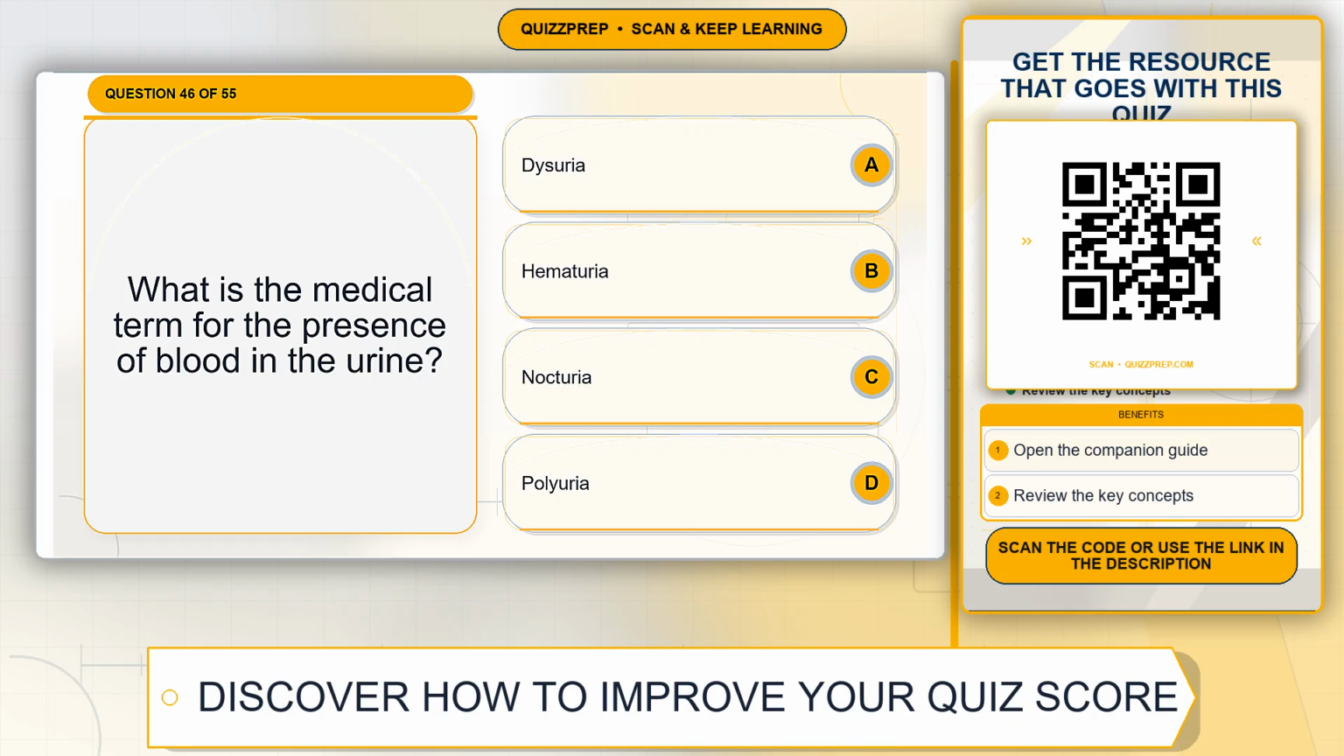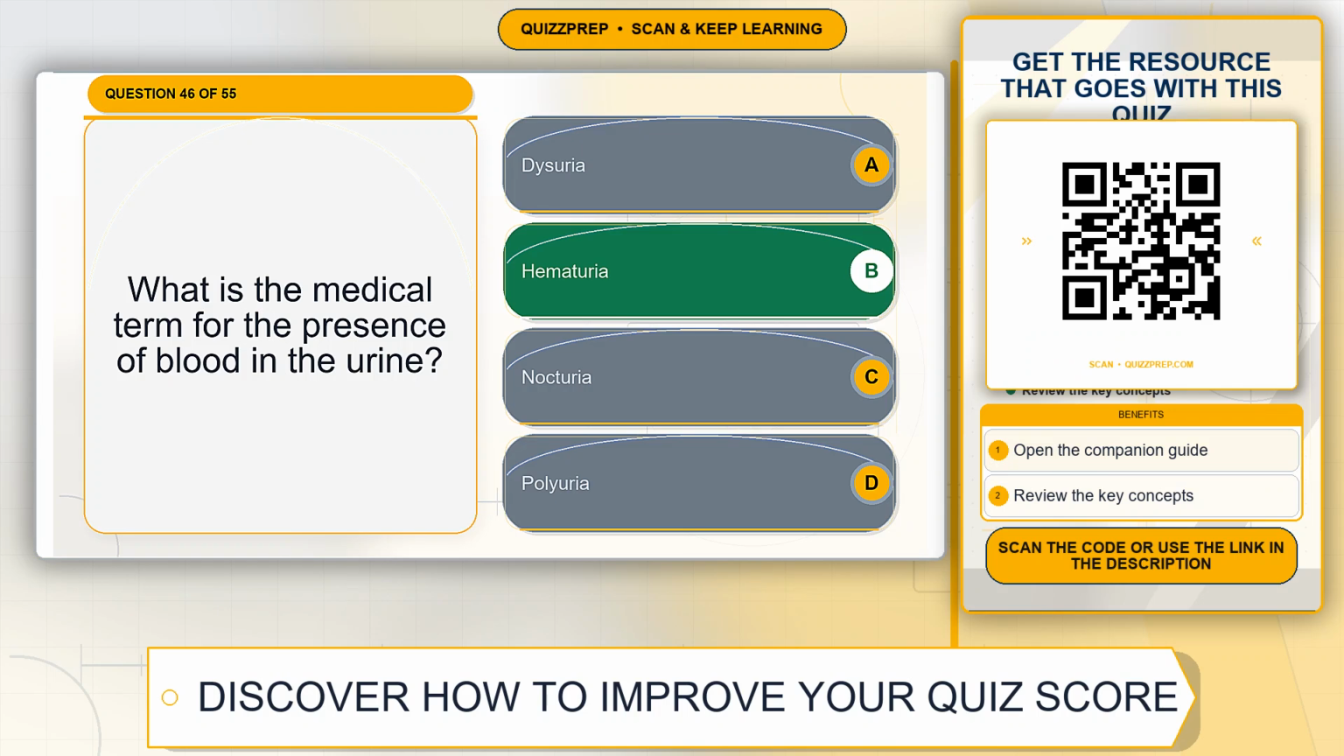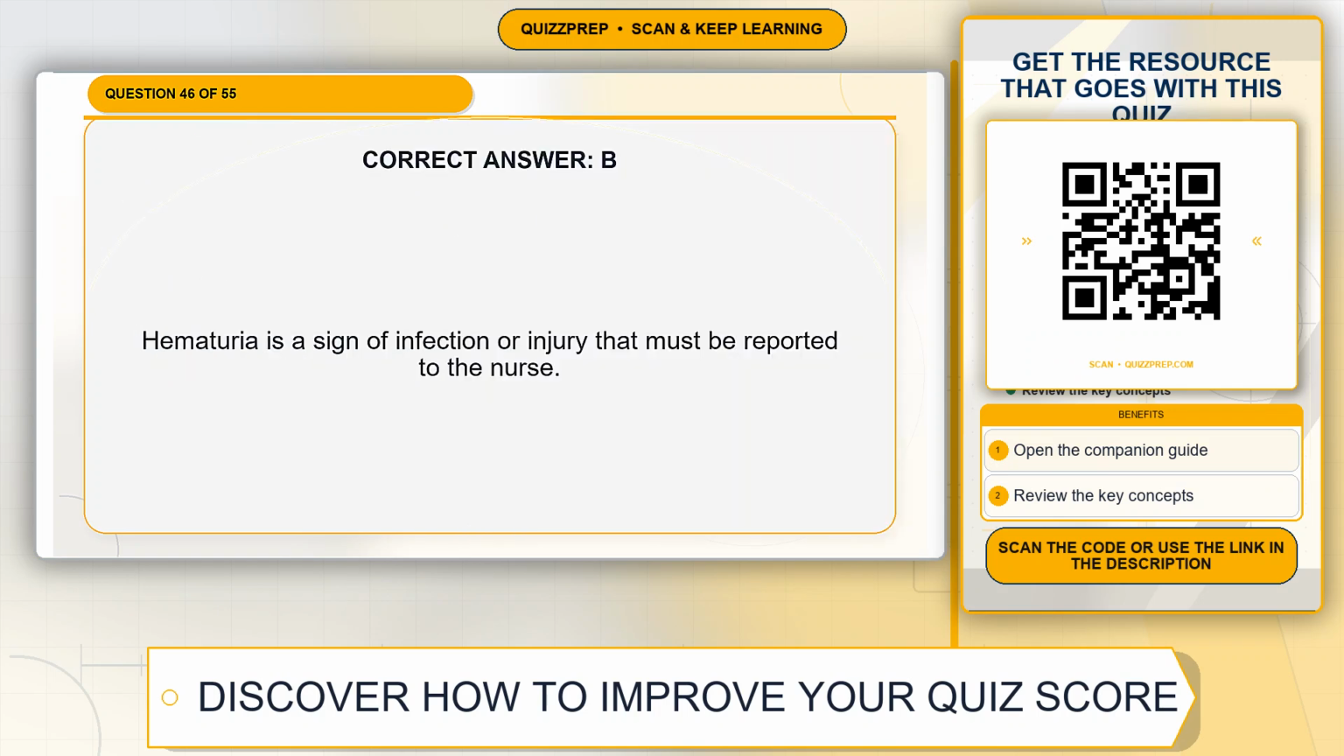Question 46. What is the medical term for the presence of blood in the urine? Option A, dysuria. Option B, hematuria. Option C, nocturia. Option D, polyuria. The correct answer is option B, hematuria. Explanation. Hematuria is a sign of infection or injury that must be reported to the nurse.